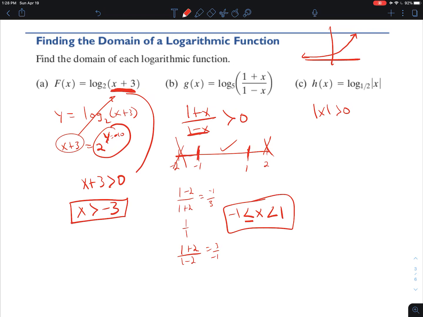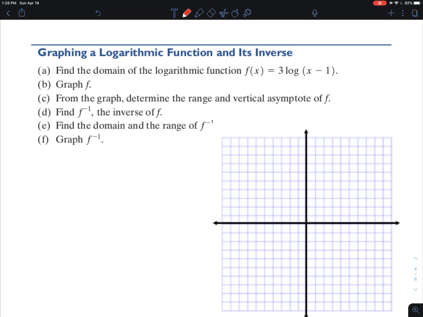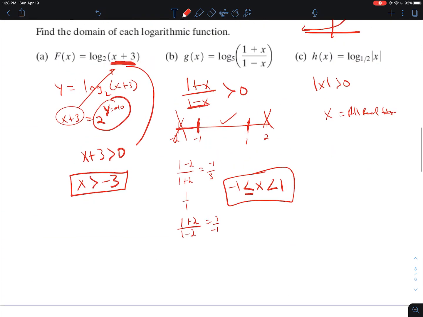And then the absolute value of x being greater than 0, that's always going to be true, right? So in this problem, x is all real numbers. Right, because even if I plug in a negative value of x, the absolute value part is going to turn out to be positive. So I'm looking good there.